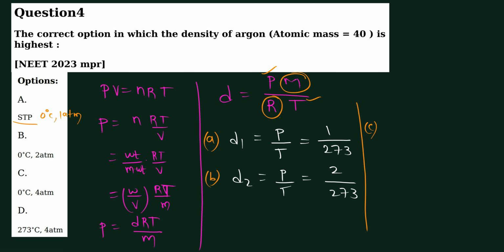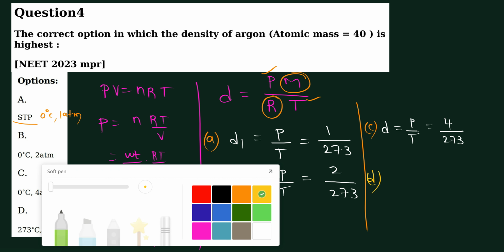Next you check option C. In option C, they have given that temperature is 0 degrees Celsius and pressure is 4 atmosphere. So density is proportional to pressure by temperature. Pressure is 4 atmosphere and temperature is 0 degrees Celsius, which means 273 Kelvin.